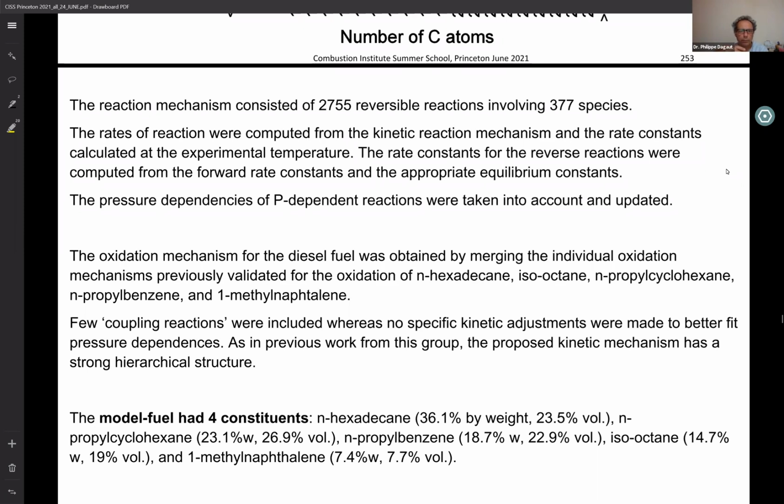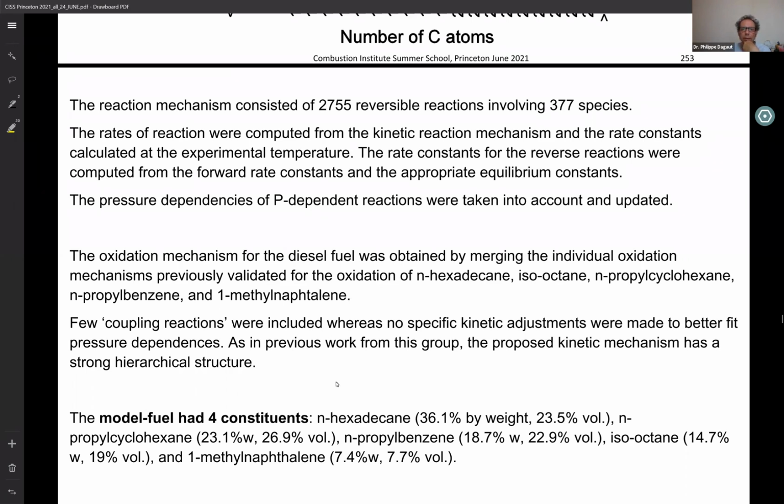The oxidation mechanism of the diesel fuel was obtained by merging the individual oxidation mechanisms previously validated for the oxidation of normal hexadecane, isooctane, normal propyl cyclohexane, normal propyl benzene, and alpha-methyl naphthalene. And we introduce a few cross reactions. And we didn't make any adjustment to this model. As in previous work, the proposed kinetic mechanism has a strong hierarchical structure.